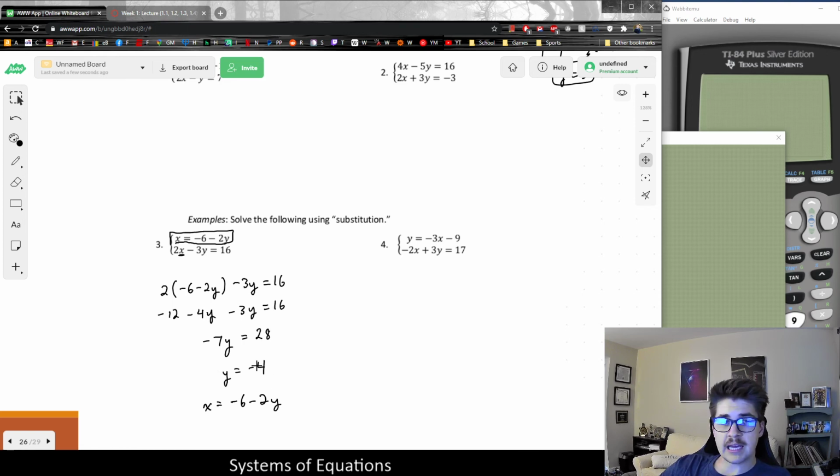Once I know y, I just need to find the corresponding x. And x would be equal to negative 6 minus 2 times negative 4. That would be negative 6 plus 8, which is 2. And then I get my final answer. Usually we express it as an ordered pair, which is common for a point on a line or an ordered pair of data where we need to know both x and y.